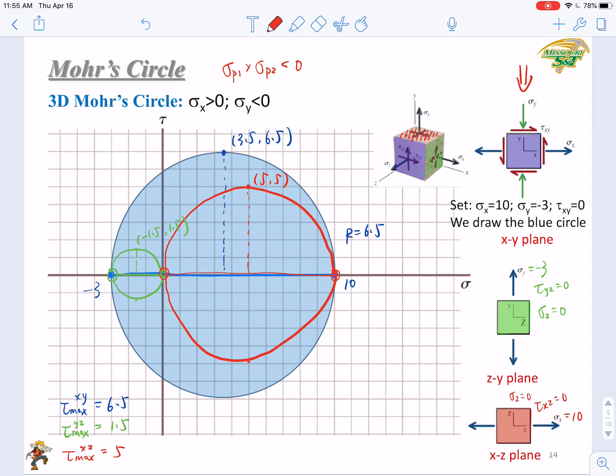So you can see that if we consider the XY plane, the maximum in-plane shear stress will be this 6.5. And what is the maximum absolute shear stress? It's also here, also this one. So in this case, if your two principal normal stresses have opposite signs, their product is smaller than 0, then you can see that the in-plane maximum shear stress and the absolute maximum shear stress will be the same.